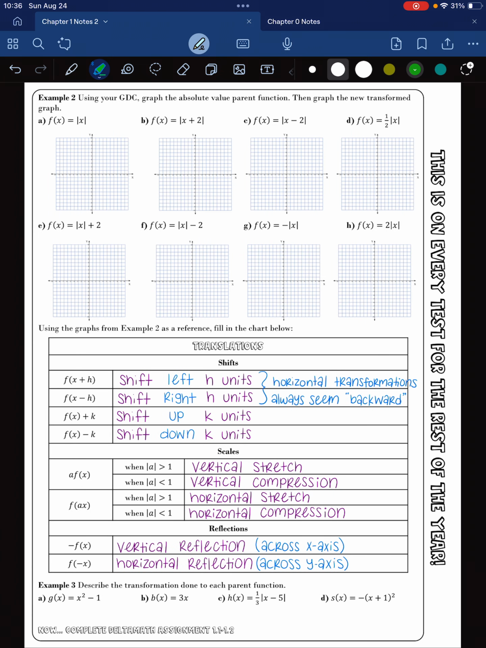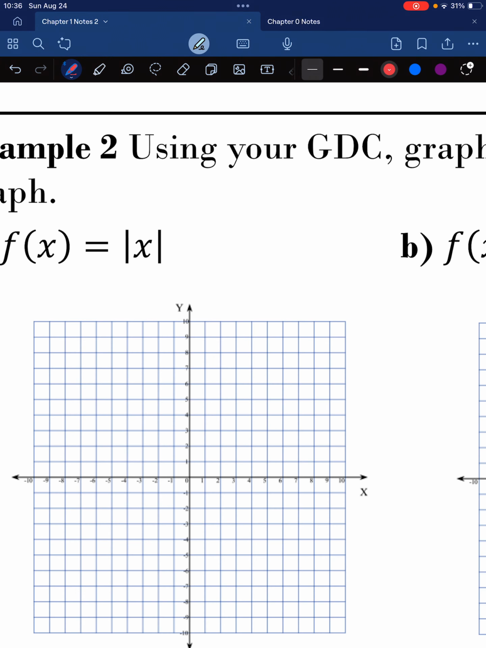Alrighty, so we're going to go ahead and either use your calculator or use Desmos to graph the parent function of the absolute value, right? So this is my absolute value parent function.